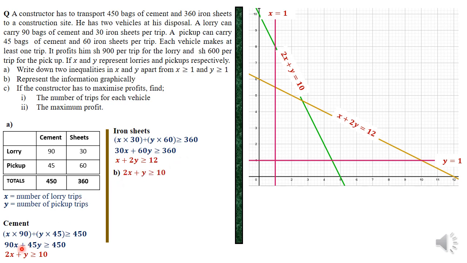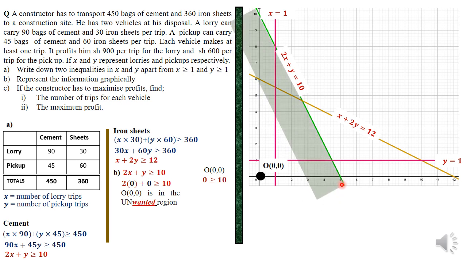For the inequality 2x plus y is greater than or equal to 10, we use the origin O, which is 0, 0 for both x and y. We put 0 in the inequality, and that reduces to 0 is greater than or equal to 10, which does not make mathematical sense, and therefore we conclude that the origin, the one we picked, is the unwanted region. So as far as the line 2x plus y equals 10 is concerned, we don't want the origin side. We want the other side.